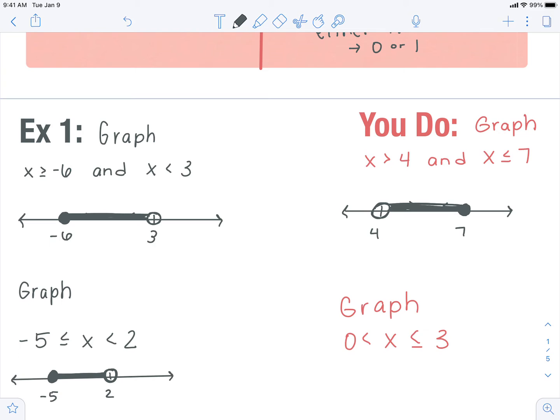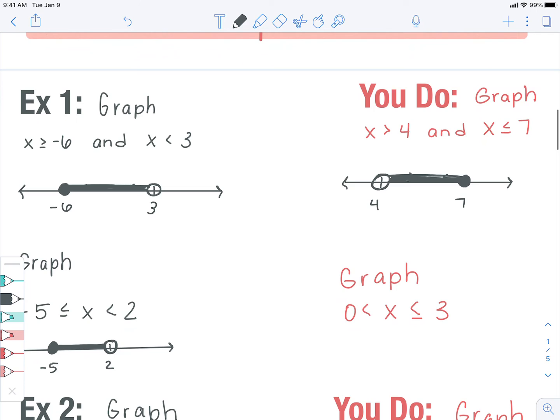But remember how we said in order to use that, the x has to come first? So I can rewrite this part as x is greater than or equal to -5 and x is less than 2 if I wanted my x's to be first.